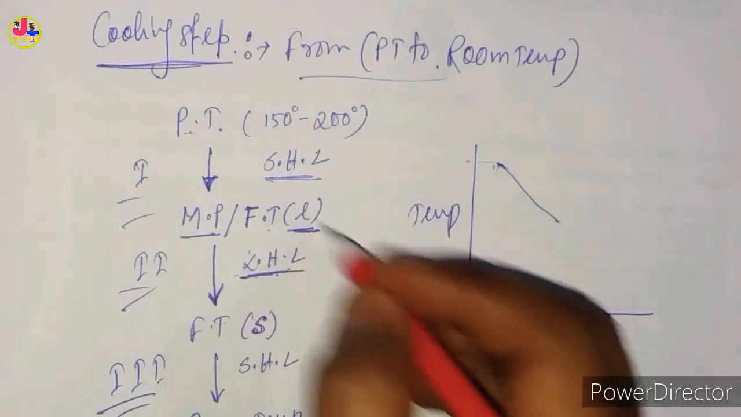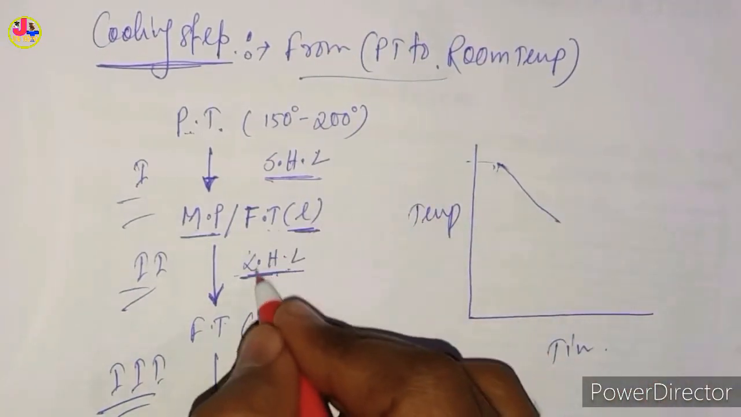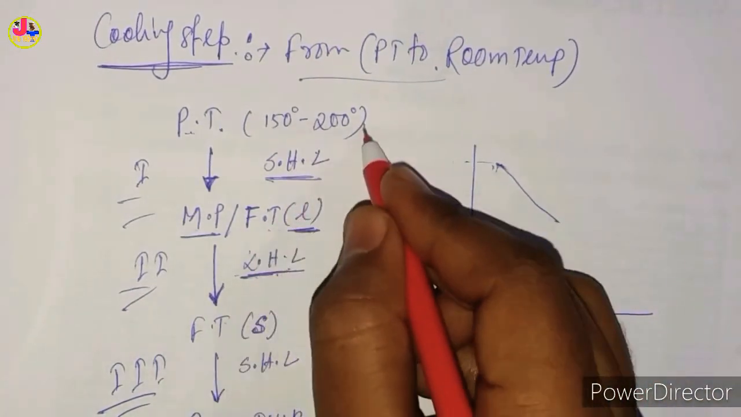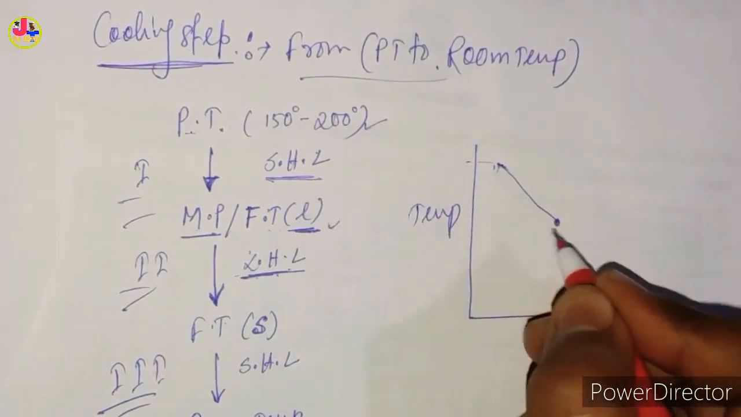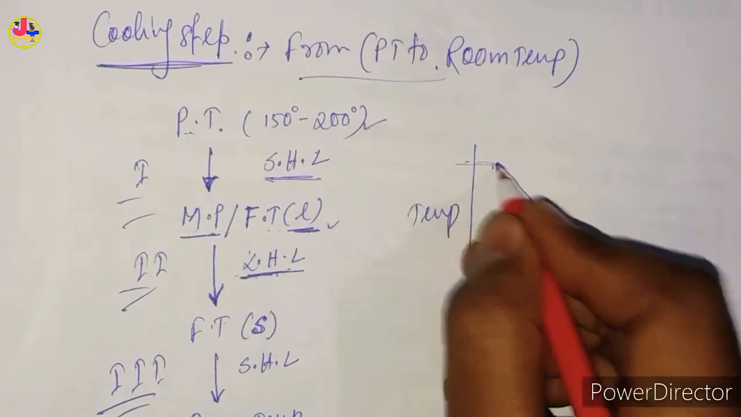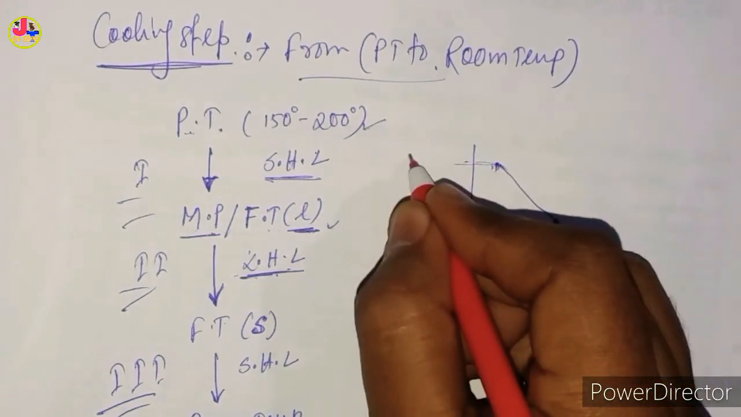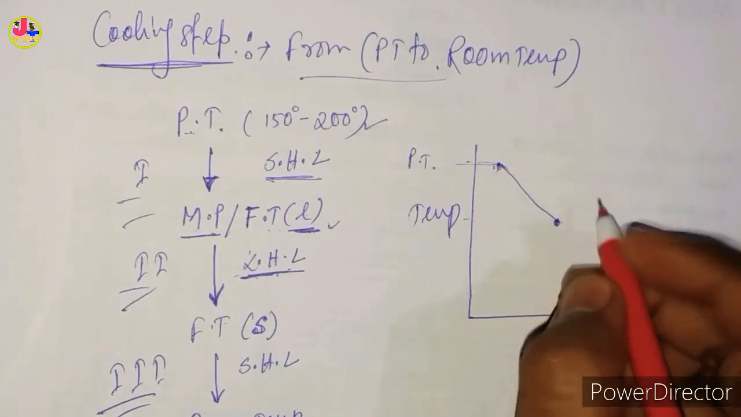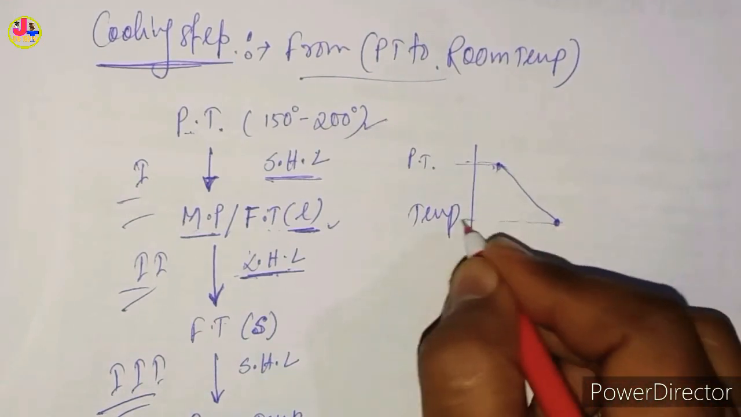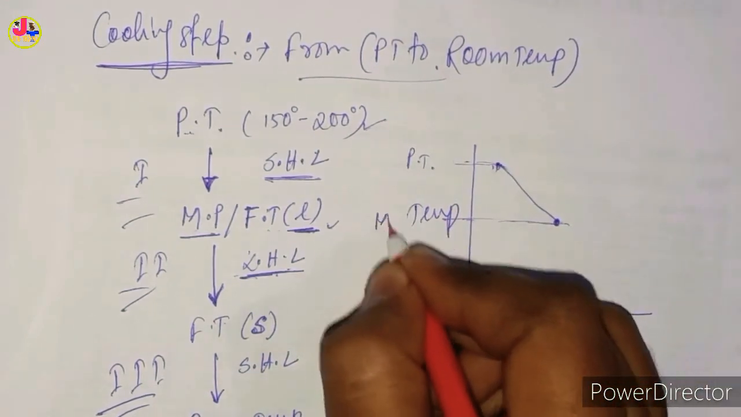But what will the phase be? The phase will be liquid. Keep in mind, this is the pouring temperature. From the pouring temperature to here, it is liquid, and here I have written the melting point.